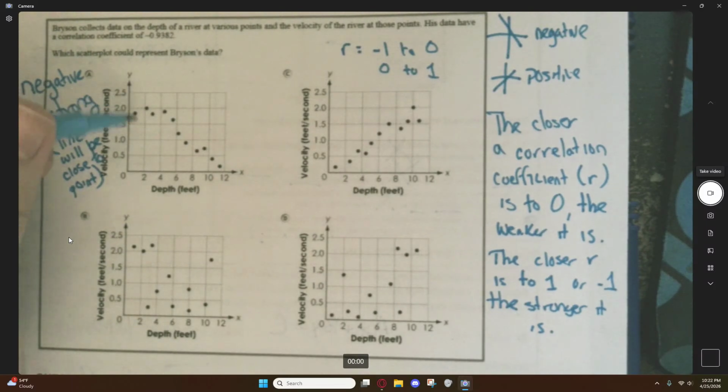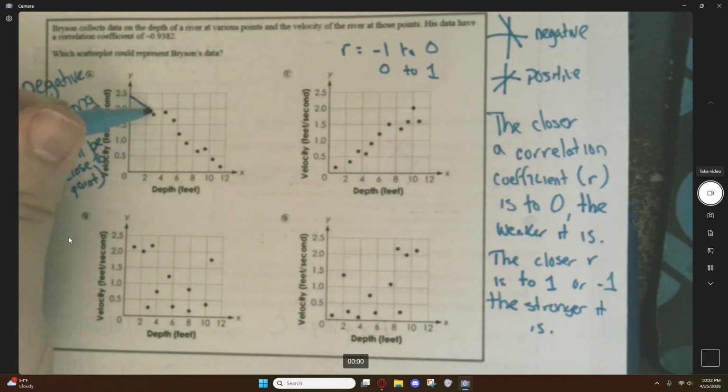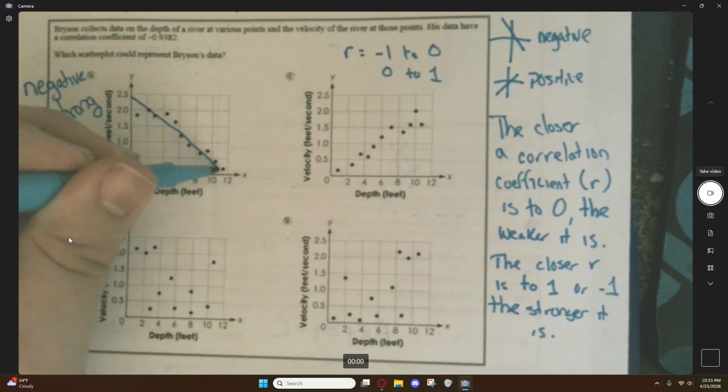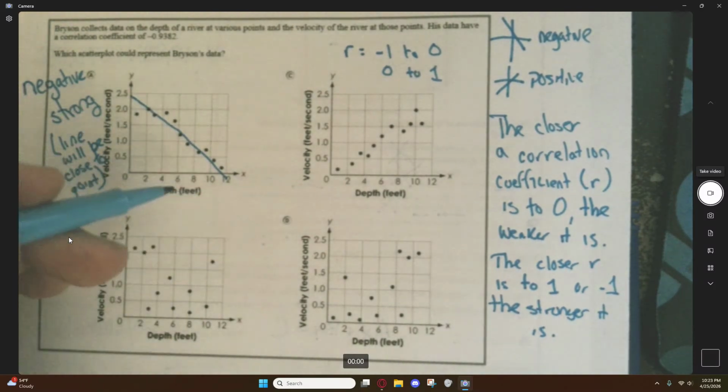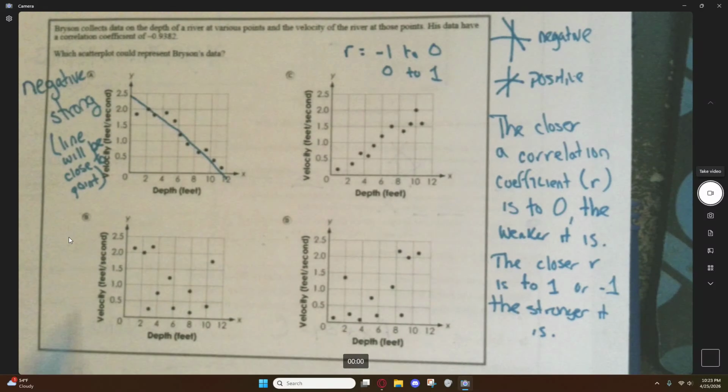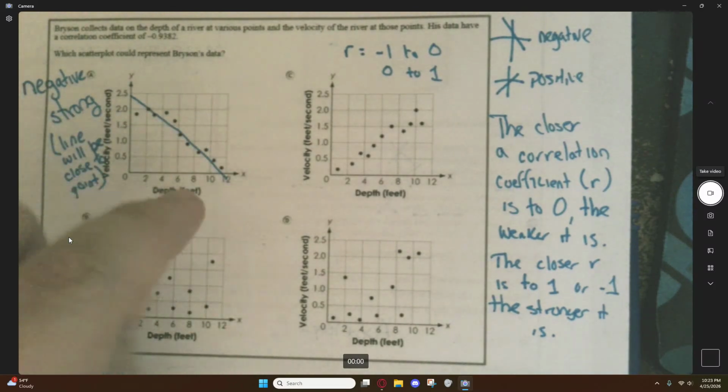If I were to draw a line of best fit through point A, it would probably look something like this, and this isn't perfect. You'll notice that this line is trending down. It has a negative slope. And actually, all of these points are really close to the line.